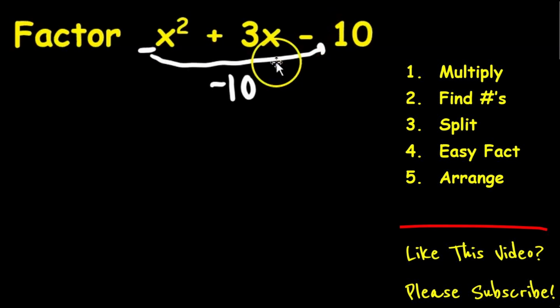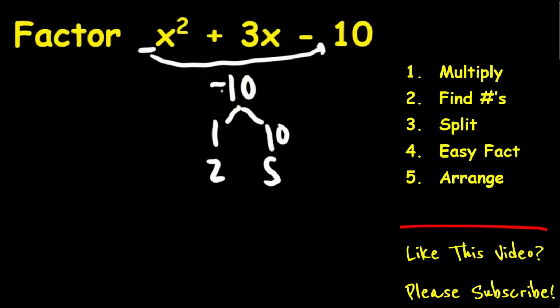Step 2, we find a tree, so the factor tree. So we break this negative 10 down into what could multiply to make it, the factors, essentially. So 1 and 10 are factors. This is our factor tree. 1 times 10, we'll ignore the negative. Also, 2 times 5 makes 10 as well.